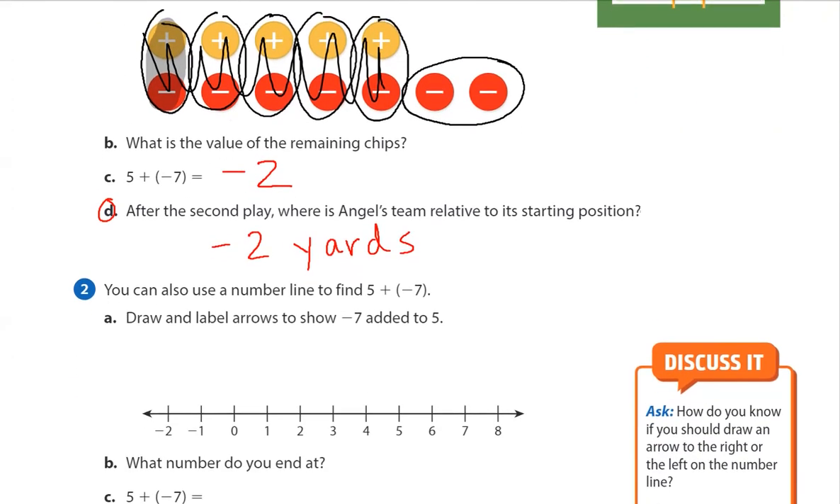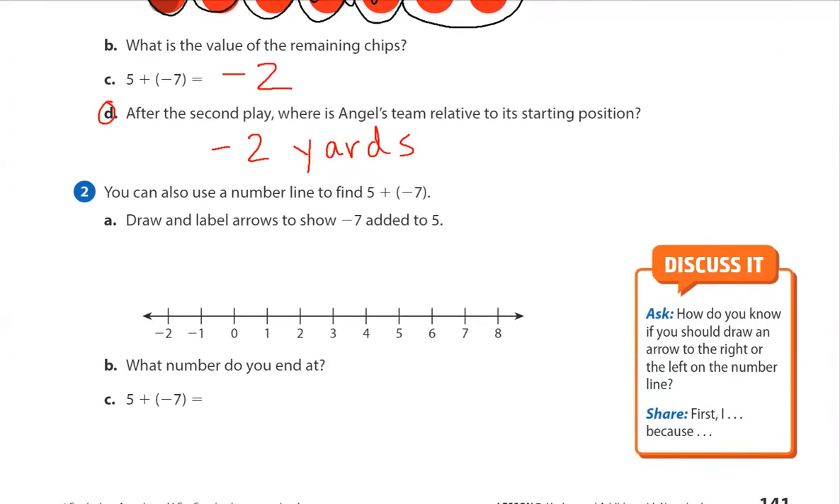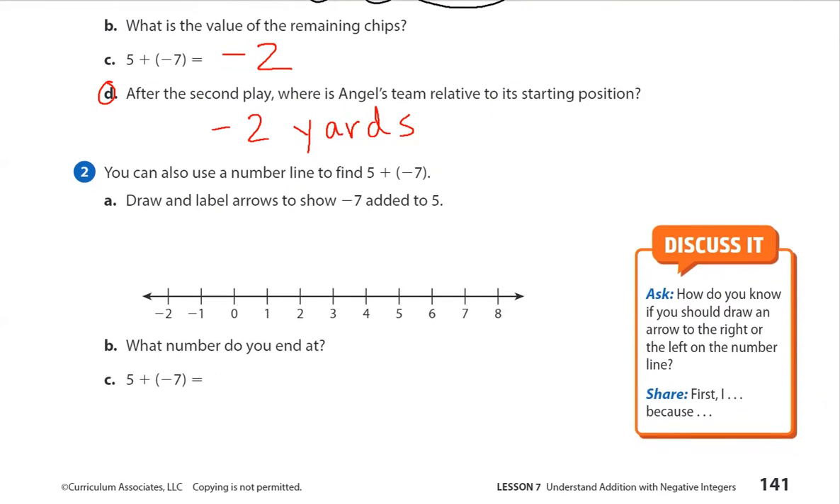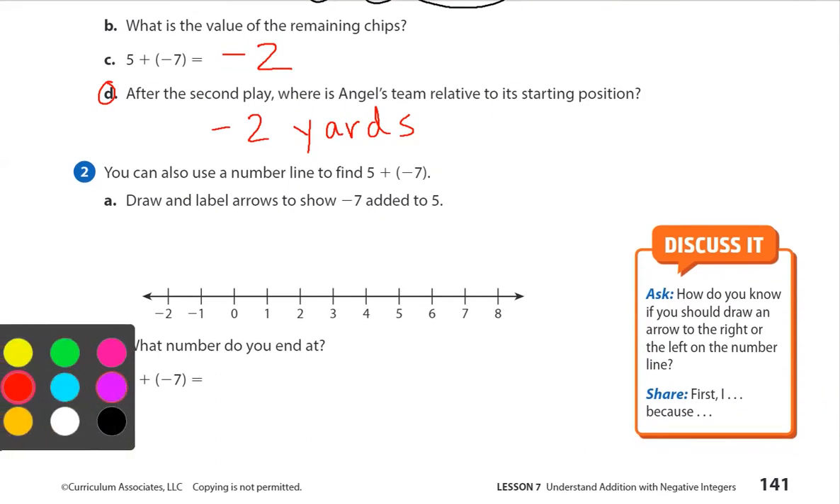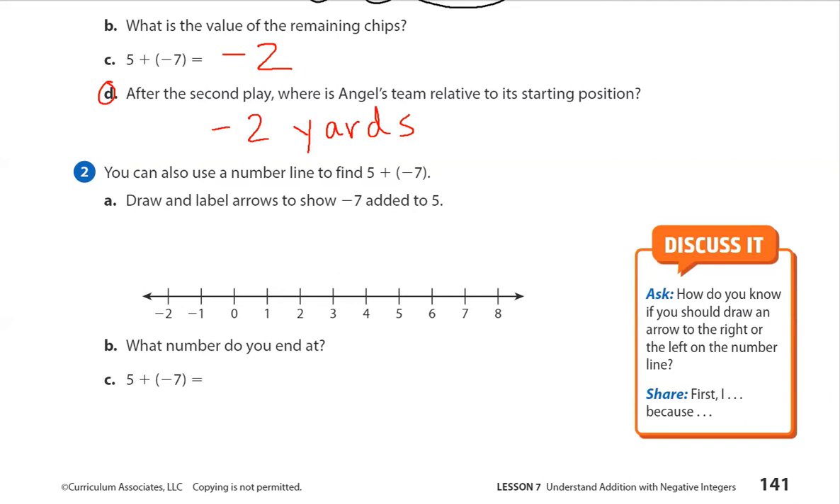Alright, same thing, but instead of integer chips, they're using a number line. So we're just going to start at +5, because that's where it starts in the problem. Start at +5, and we're going to go back by 7. 1, 2, 3, 4, 5, 6, 7. What number did we land at? Still -2. That's not going to change.